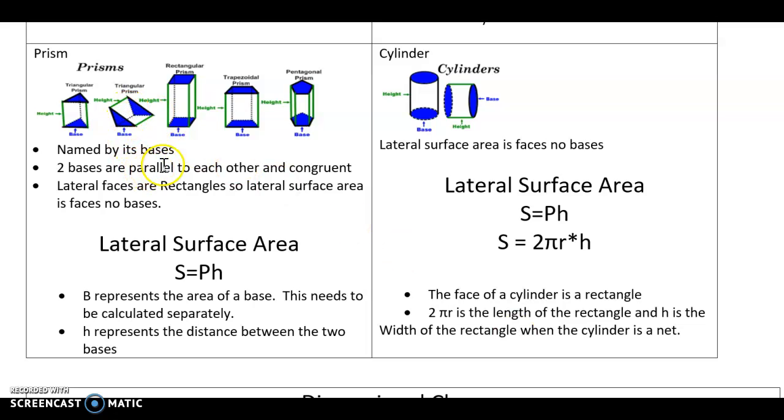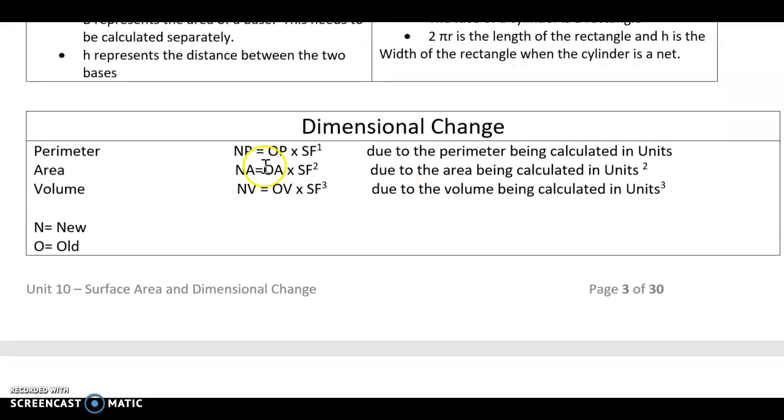If you are going to do lateral surface area, it is S equals PH. It's the faces, no bases. And for a cylinder, lateral surface area is the circumference of a circle times the height, because the circumference of a circle, if I lay this out, is actually a rectangle. Here are formulas for dimensional change.